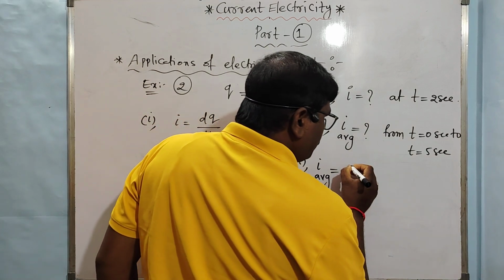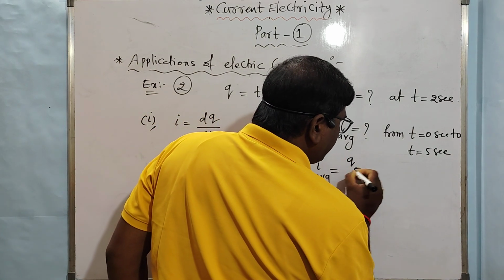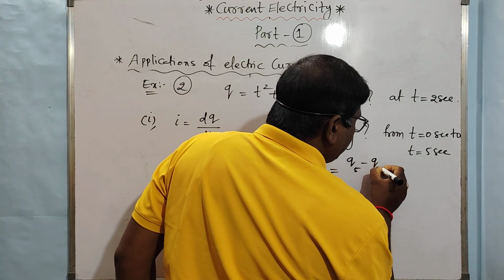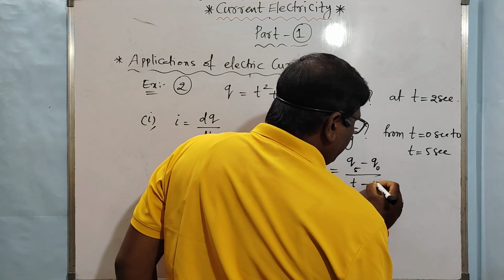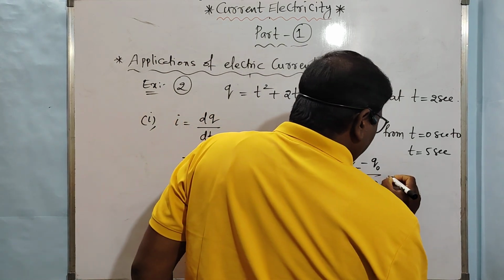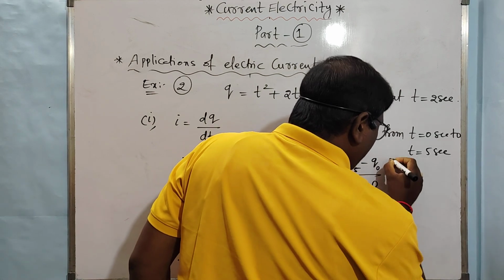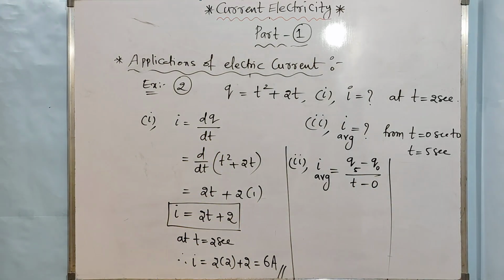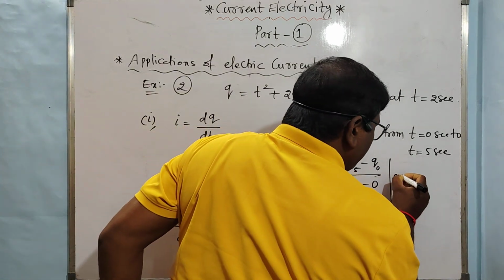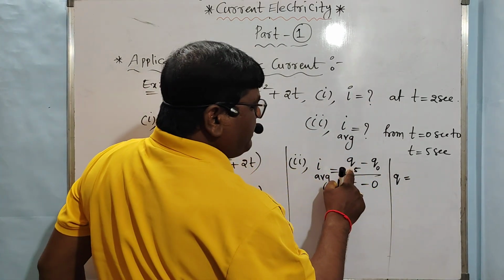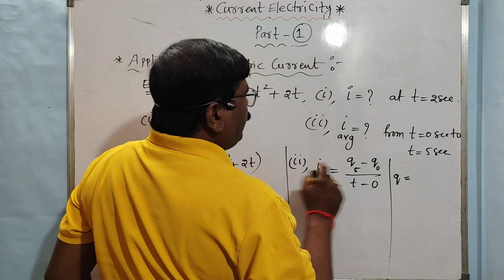I average is equal to q at 5 seconds minus q at 0 seconds by t at 5 seconds minus 0. Okay, this is equal to, right? So how can we find the value of charge q? Okay, so q5 means at time 5 seconds.